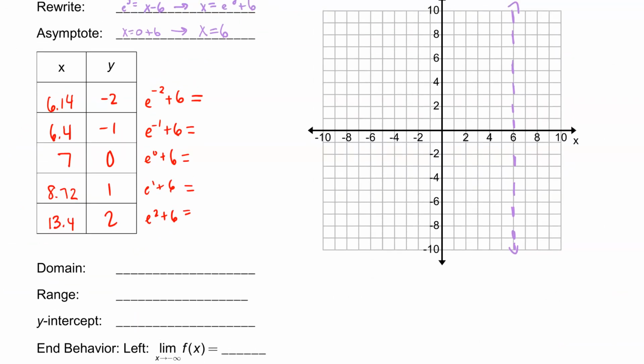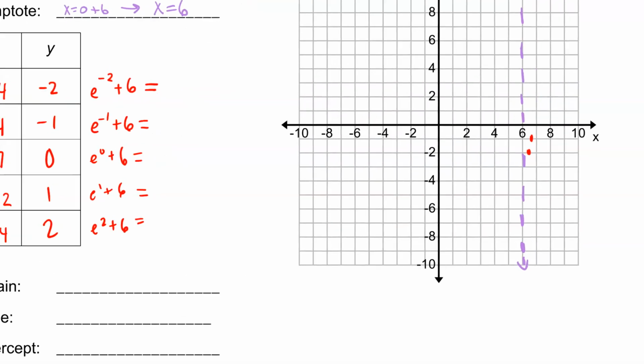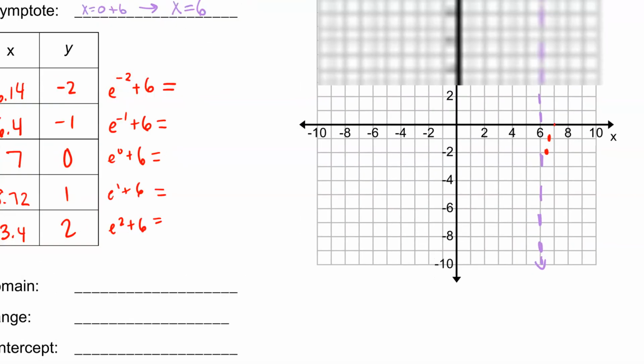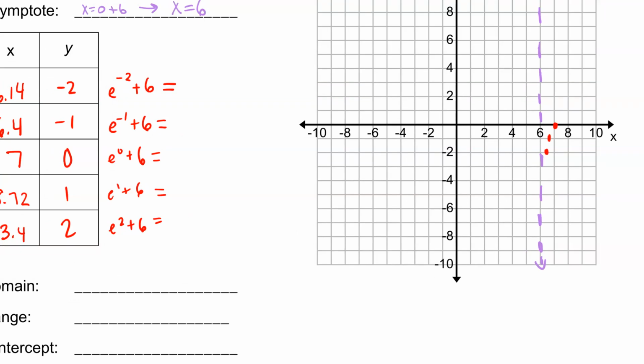Okay, so I have some points. You have to roughly sketch where they are. At x equals 6.14, so it's very, very right after 6, I go down to -2, so it's about right here. Then at about 6.5-ish, I'm at -1. You just have to eyeball to the best of your abilities. And then at exactly 7, 0, perfect, that's a great dot. At 8.72, it's about 3/4 the way between 8 and 9, I go up to 1. So it looks something like that.